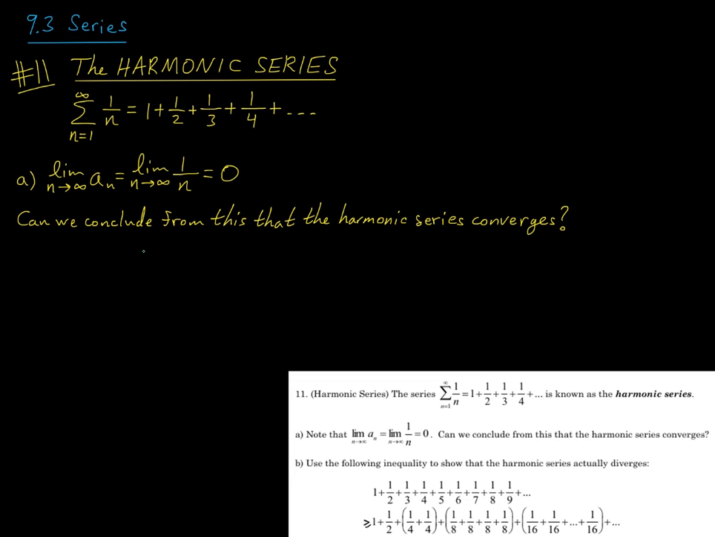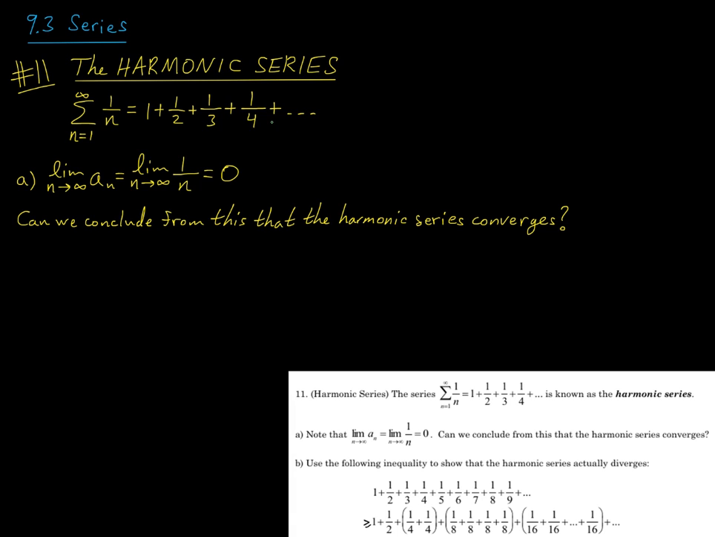Okay, so for the last video in section 9.3, we're going to look at problem 11, which deals with the harmonic series. And this series is the sum of 1 over n, where n varies from 1 to infinity. And so it's equal to 1 plus a half plus a third plus a fourth, and so on.